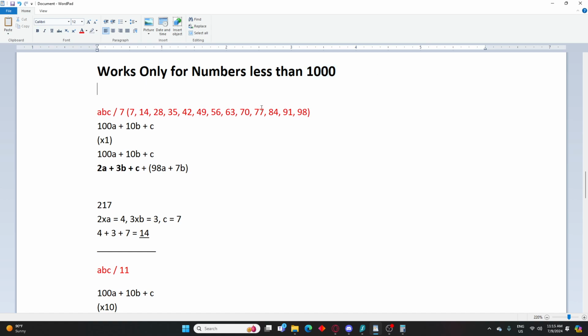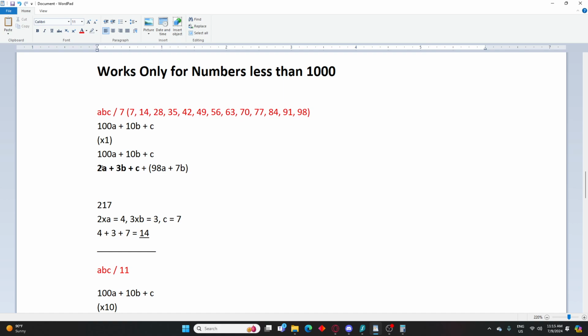So here, these are all the digits that are divisible by 7 that are less than 100. So we have right here 100A, 10B, and 1C. In order to get the numbers we want, we don't need to do anything. We can just keep it as is. We're going to not multiply anything, and we're going to do 2A, 3B, 1C. Why? Because if we do 98A and 7B, both of these numbers are divisible by 7.